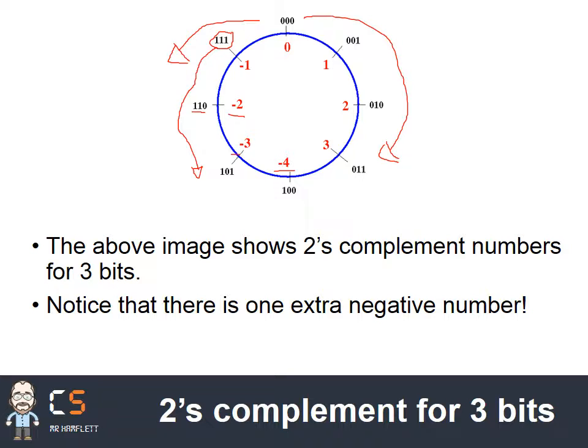But we do have, as well, one extra negative number. Okay, so you can see here, I've got a range from plus 3 all the way to minus 4. So one extra negative number.